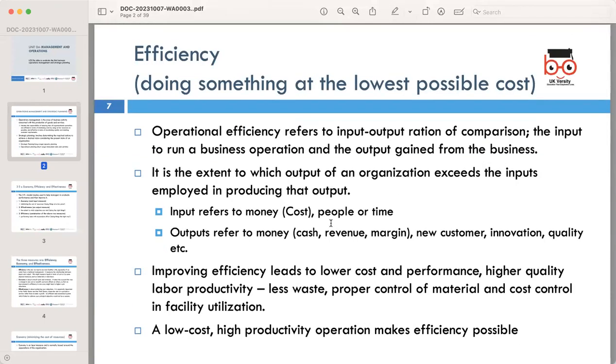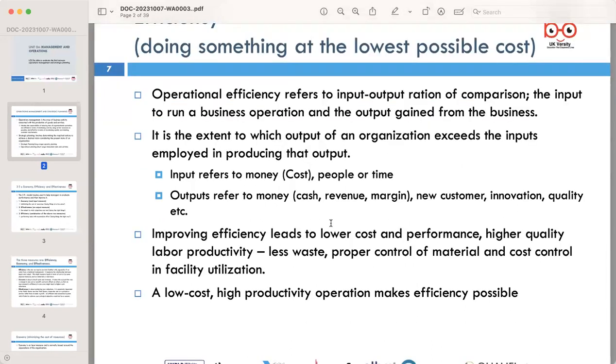Okay, so improving efficiency leads to lower cost and higher performance, higher quality, labor productivity, less waste, proper control of material, and control of facility utilization. And then low cost, high productivity. Operations make efficiency possible.